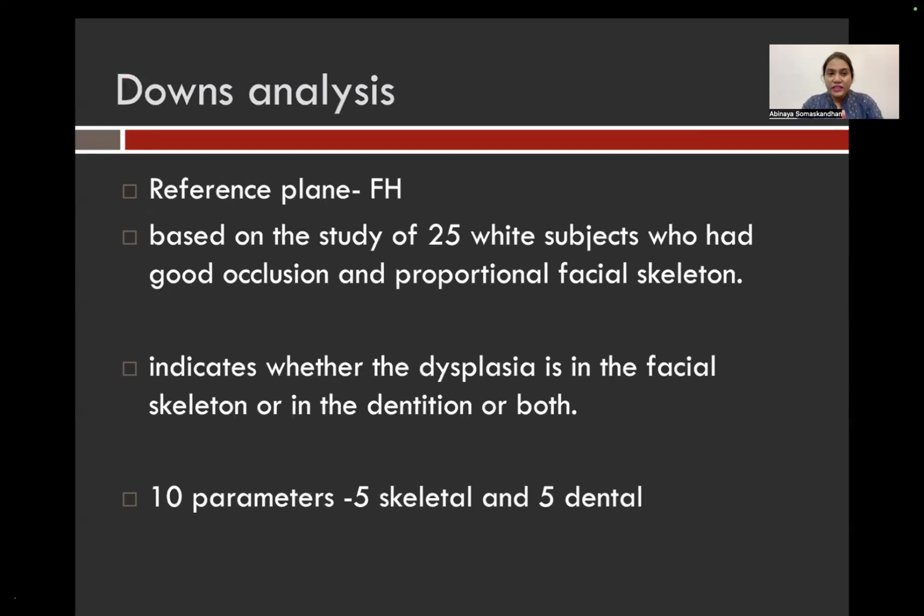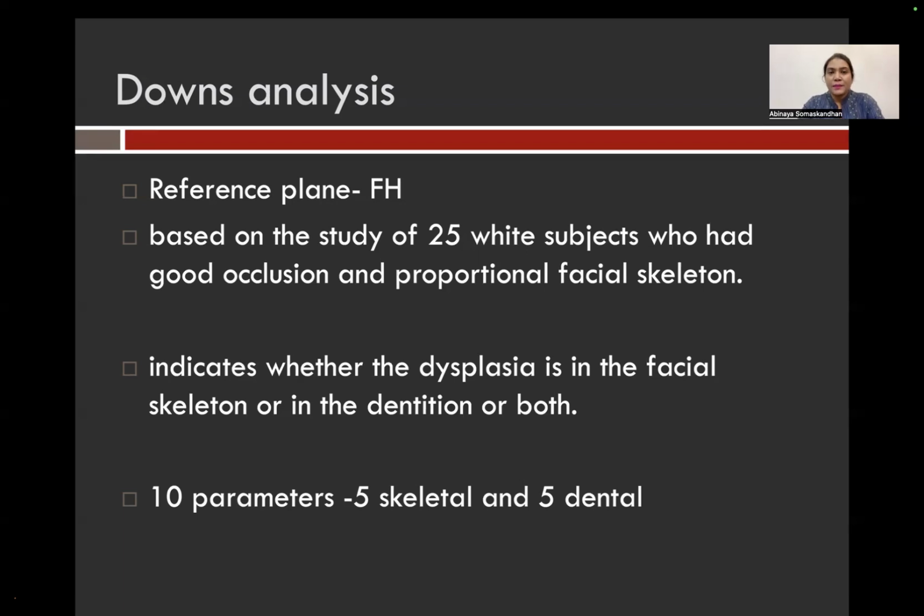Now, starting with the analysis, the first analysis which we will be seeing today is the Downs analysis. And the reference plane which we will be using for Downs analysis is the FH plane or the Frankfurt horizontal plane. This analysis was done based on the study of 25 white subjects who had good occlusion and proportional facial skeleton. This indicates whether the dysplasia, that is whether this is a skeletal problem or in the dentition, or it is a dental problem or a combination of both.